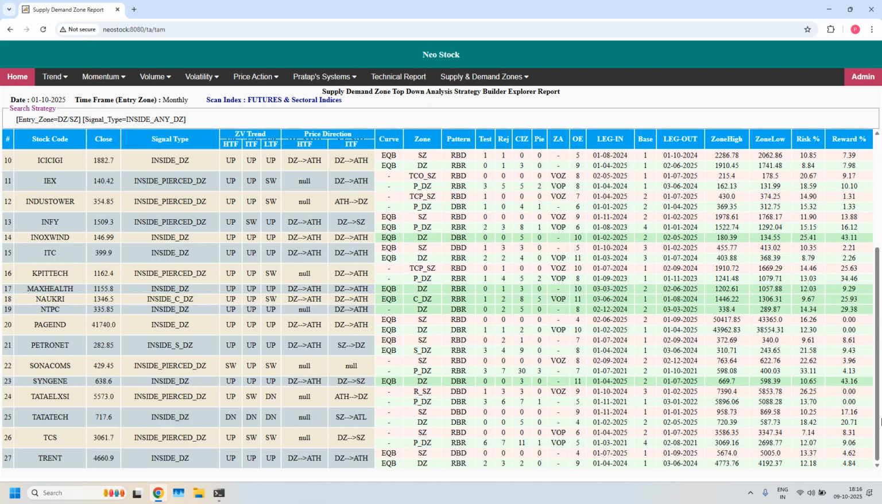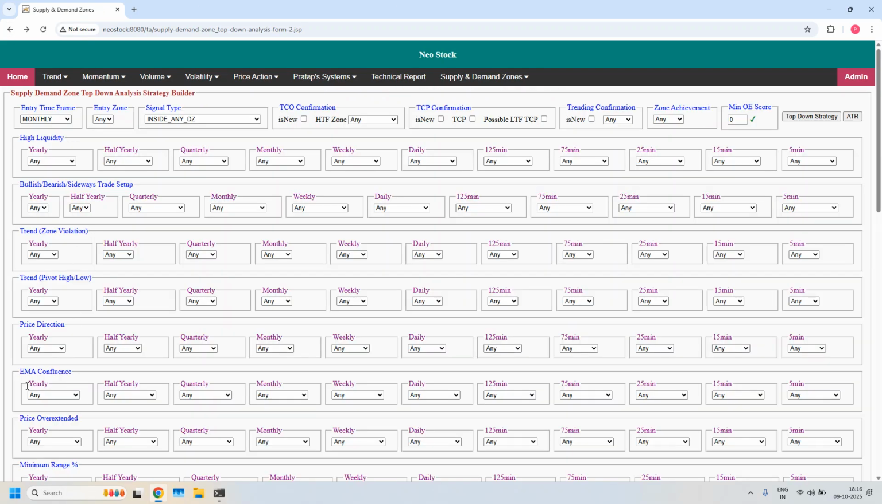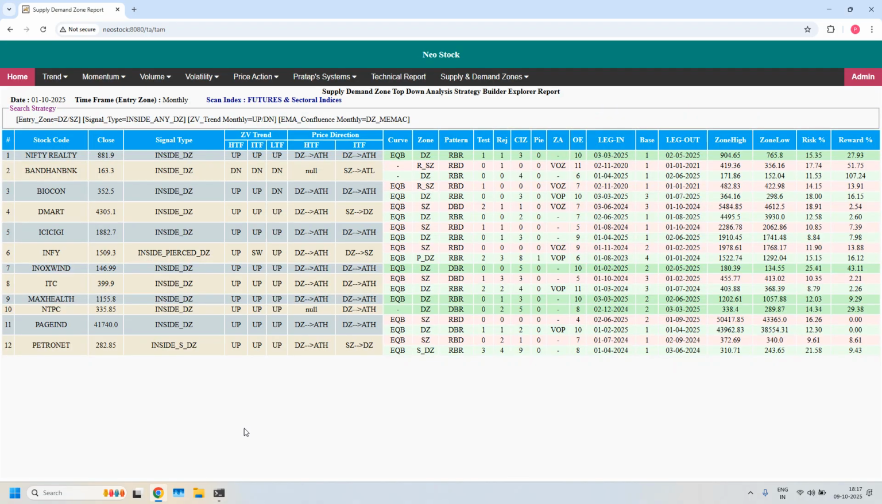Let's further filter this based on EMA confluence on monthly demand zone, and also the trend on the monthly should not be sideways. It can be up or down. We got 12 stocks.